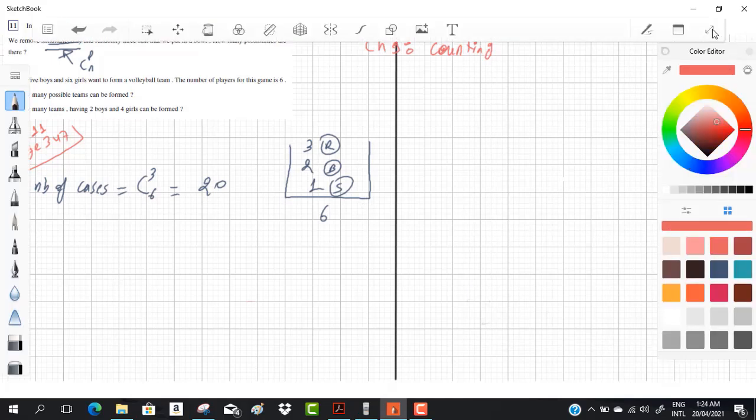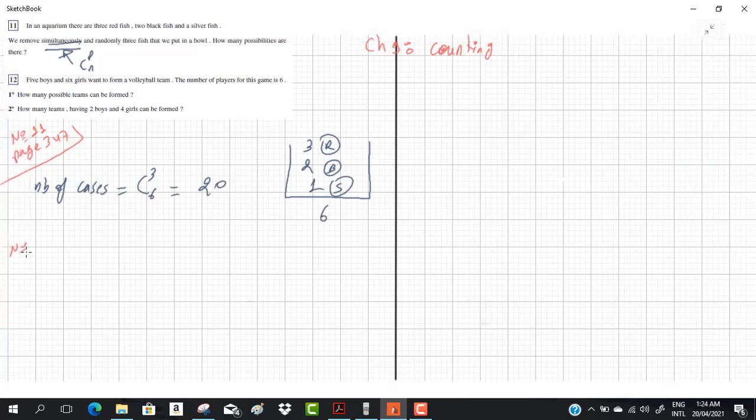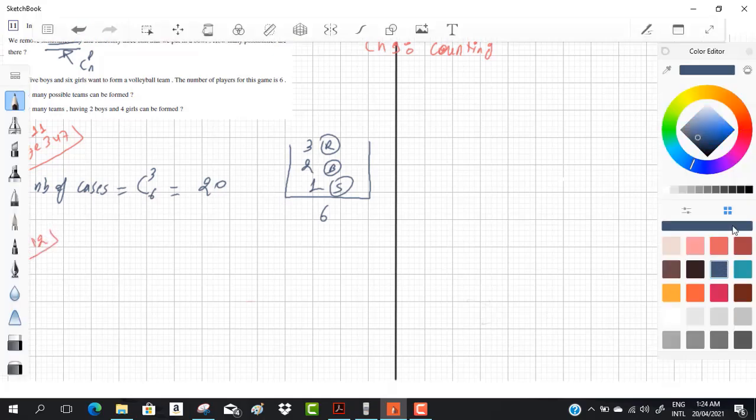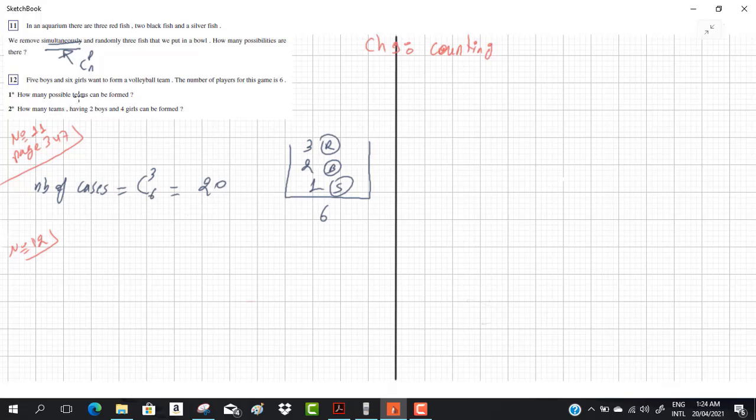We finished number 11. Number 12, same page. 5 boys and 6 girls want to form a volleyball team. So we have 5 boys and 6 girls. So the total is 11 persons. The number of players for this team is 6. How many possible teams can be formed?